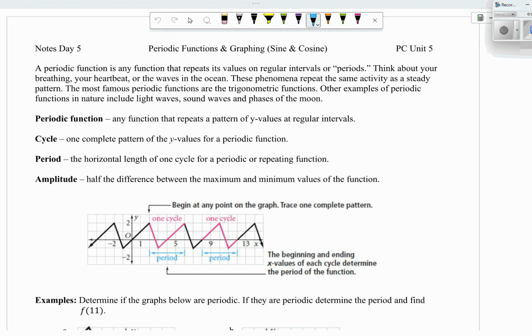So, periodic function: any function that repeats a pattern of y values at regular intervals. The cycle is one complete pattern of the y values for a periodic function. The period is the horizontal length of one cycle for a periodic or repeating function. And the amplitude is half the difference between the maximum and minimum values of the function.